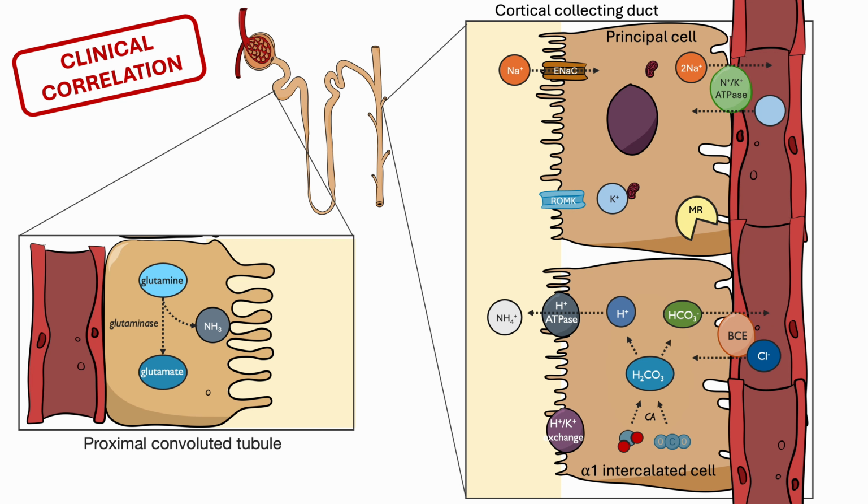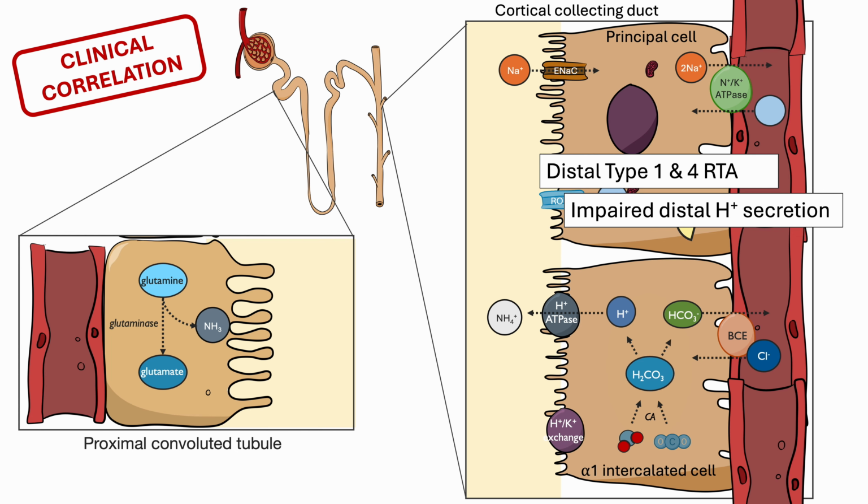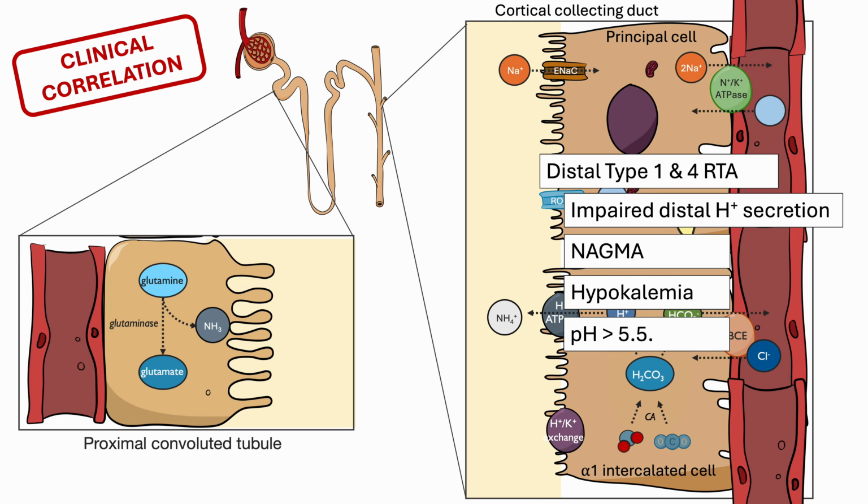Now let's briefly explore what happens when hydrogen ion secretion is impaired. These types of disorders are referred to as distal renal tubular acidoses, or RTAs. There are two types, type 1 and type 4. Both impair hydrogen ion secretion, resulting in a non-anion gap metabolic acidosis. Additionally, due to the impaired ability to secrete hydrogen ions, the urine cannot be acidified distally. Ultimately, even in the setting of a metabolic acidosis, the urinary pH will be above 5.5.